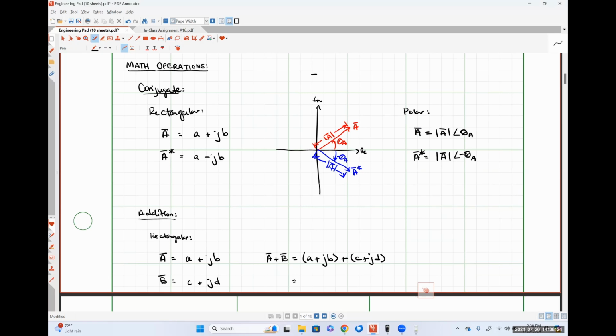And we would simply add the real parts together. So that's going to be a plus c. And then we add the imaginary parts together. So j(b plus d). So addition of complex numbers in rectangular form is literally the exact same thing as what you're used to doing with vector addition. So you add the x components together and then add the y components together, and you get your resultant complex number.